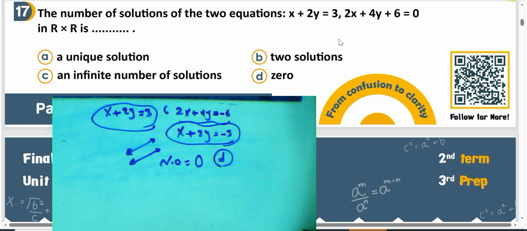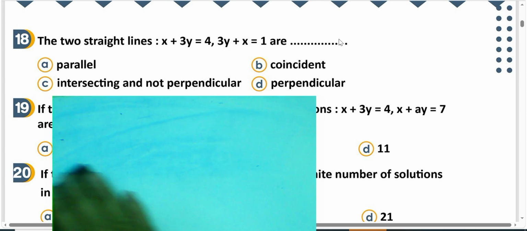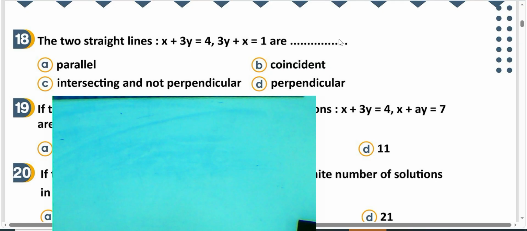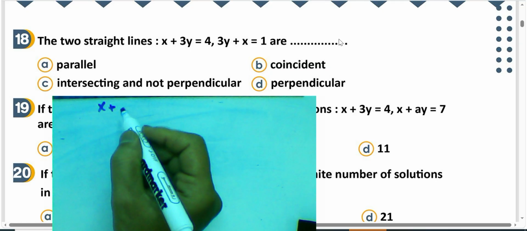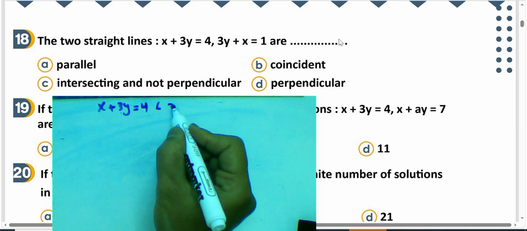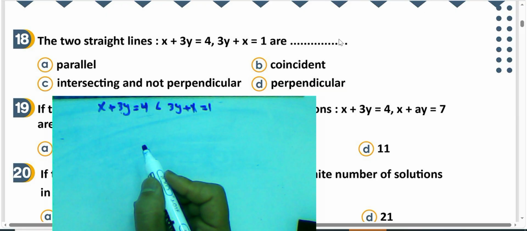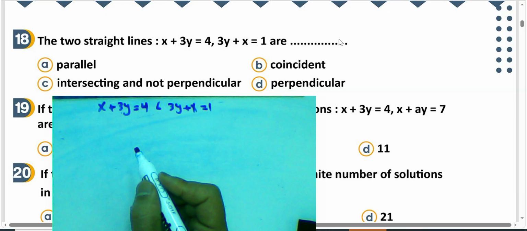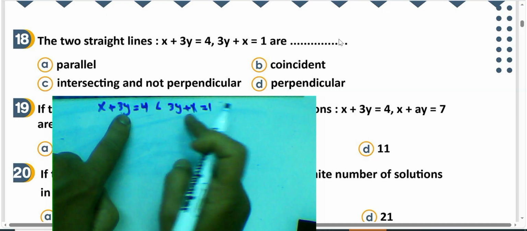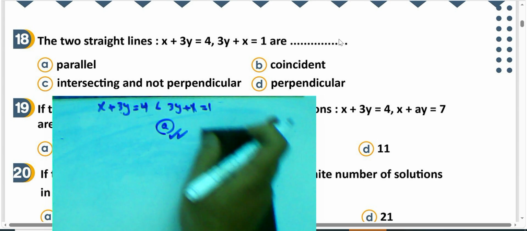Okay, next question, number 18. The two straight lines x plus 3y equals 4 and 3y plus x equals 1 are... We have two equations here. He wants to find the relation between the straight lines. Look, the coefficient of x is the same, the coefficient of y is the same, and the constants are different, so they will be parallel. Choose letter E. The answer will be letter E.